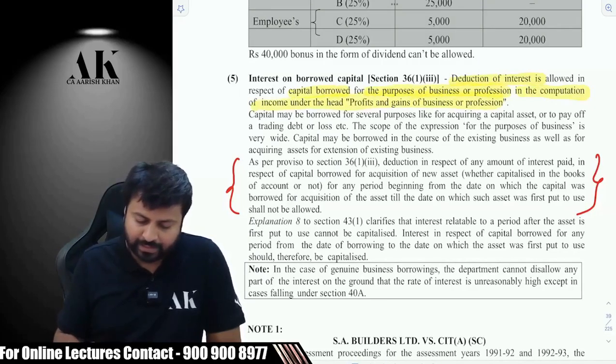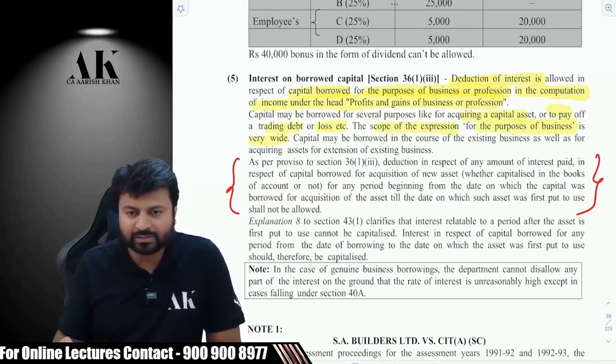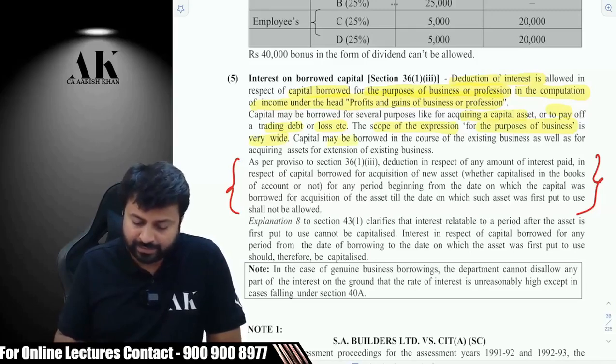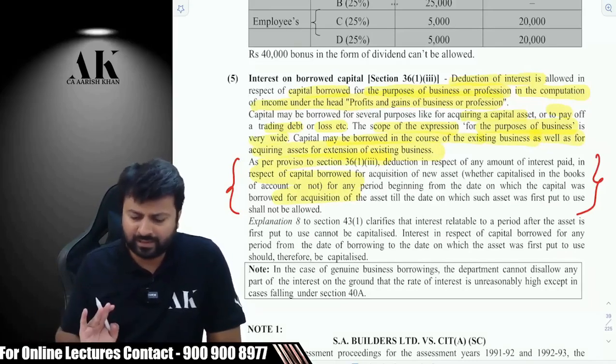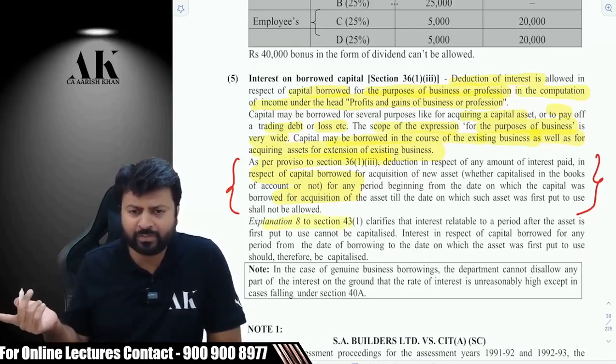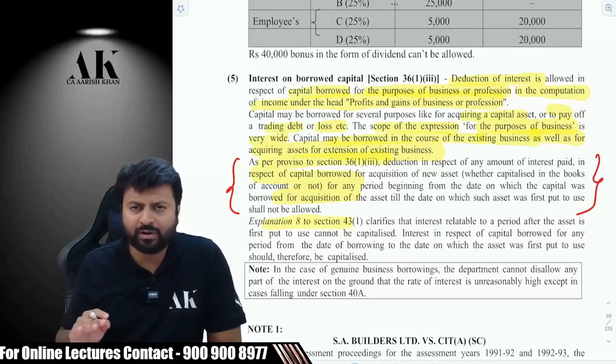Capital may be borrowed for several purposes, like for acquiring an asset, to pay off debt, for losses, etc. The scope of the expression for the purpose of business is very wide. Yes or no? It might include a lot of activities. Capital may be borrowed in the course of extending existing business as well as for acquiring assets for extension. And then there is a proviso which we have done earlier, that once the asset is put to use, you will make it revenue, and till the time the asset is not put to use, you are going to capitalize the cost of your interest. Then there is Explanation 8, which we have already done in 43(1). If you remember, once the asset is put to use, then you will not take that interest to the cost of the asset. We have done all these things earlier.